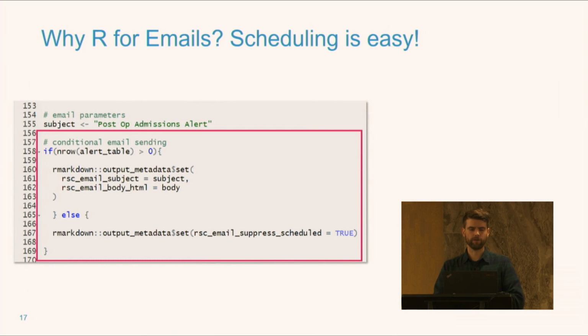So why did we use R for the emails? Well, it's all about the conditional sending of the email. There's a code chunk on the screen. At the very end of my script, there's just a simple if statement that checks if there's data in a table, and that table above basically says if a threshold is met, show me the patients. If it wasn't met, show me nothing. So if that table has data in it, we send the email, and if we don't, we just suppress sending the email, and that's it.